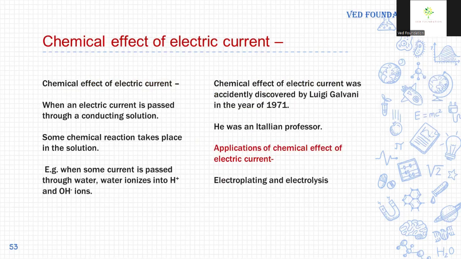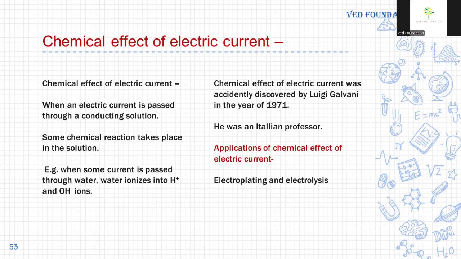Next, chemical effect of electric current. When an electric current is passed through a conducting solution, some chemical reaction takes place in the solution. For example, when current is passed through water, water ionizes into hydrogen and hydroxyl ions. This means when electric current is passed through water, its constituent elements hydrogen and oxygen are separated. The chemical effect of electric current was accidentally discovered by Luigi Galvani in the year 1971. He was an Italian professor.